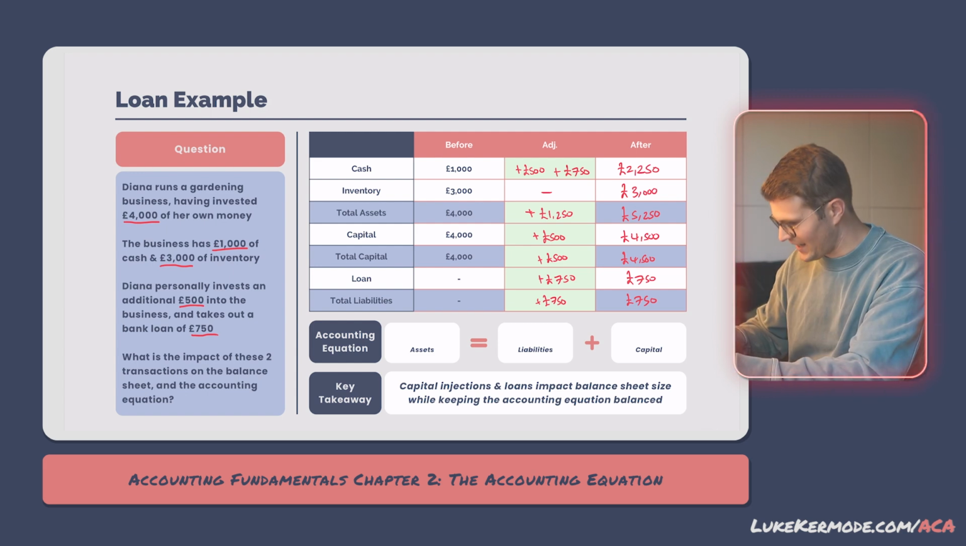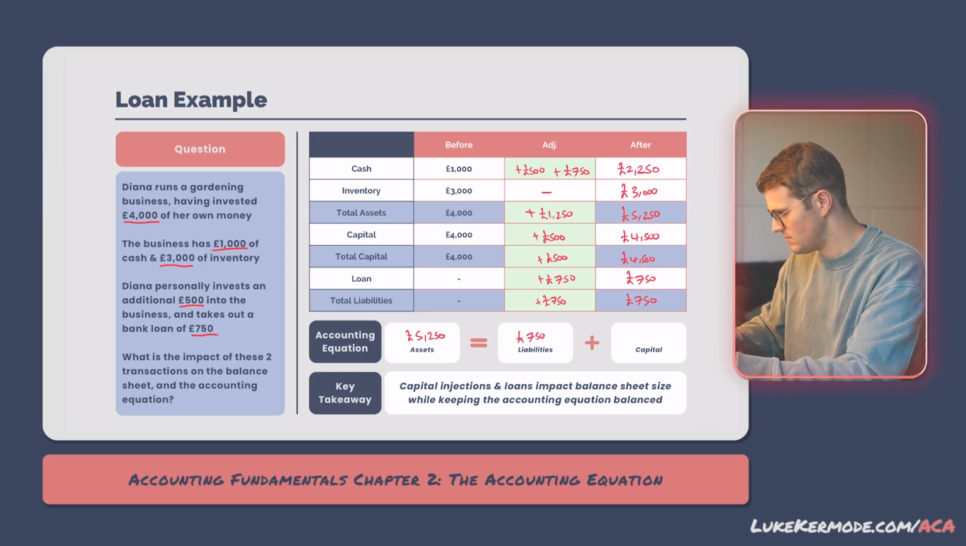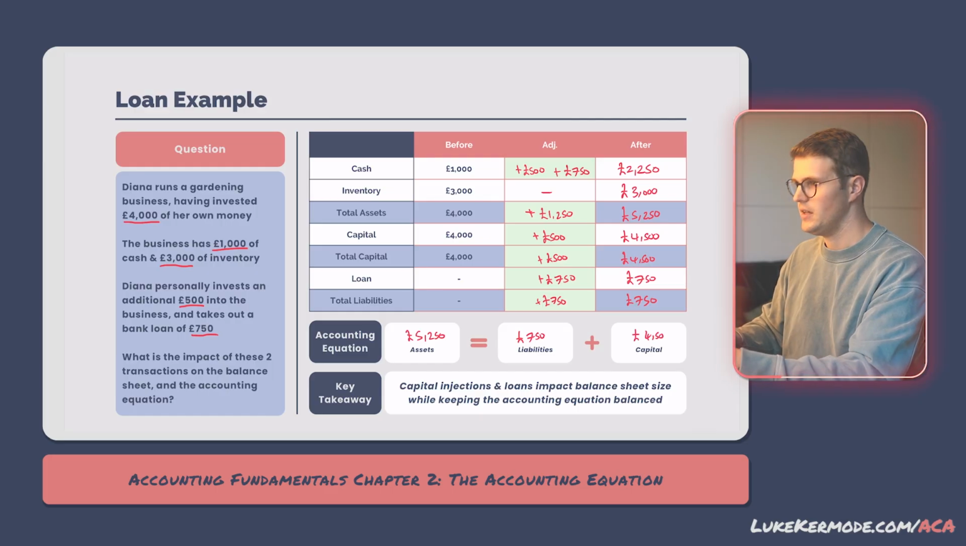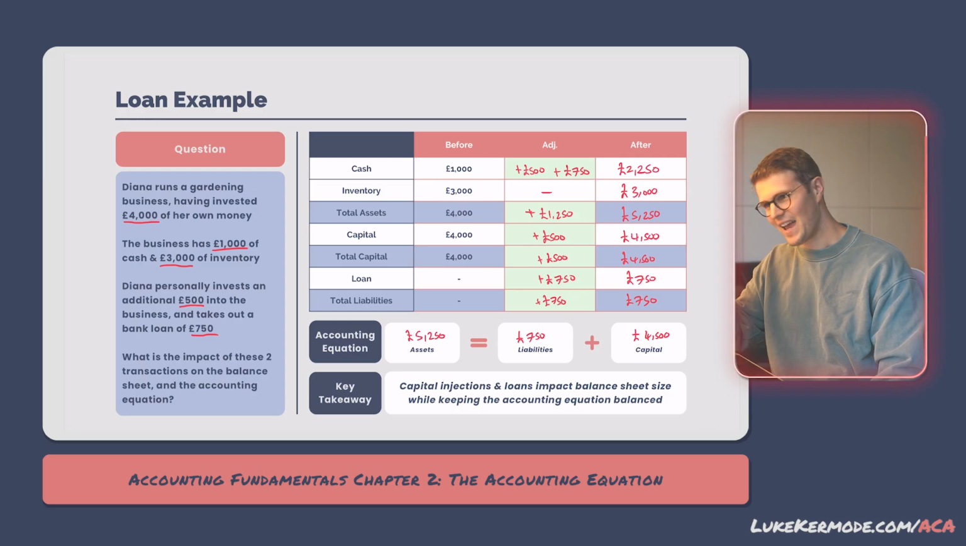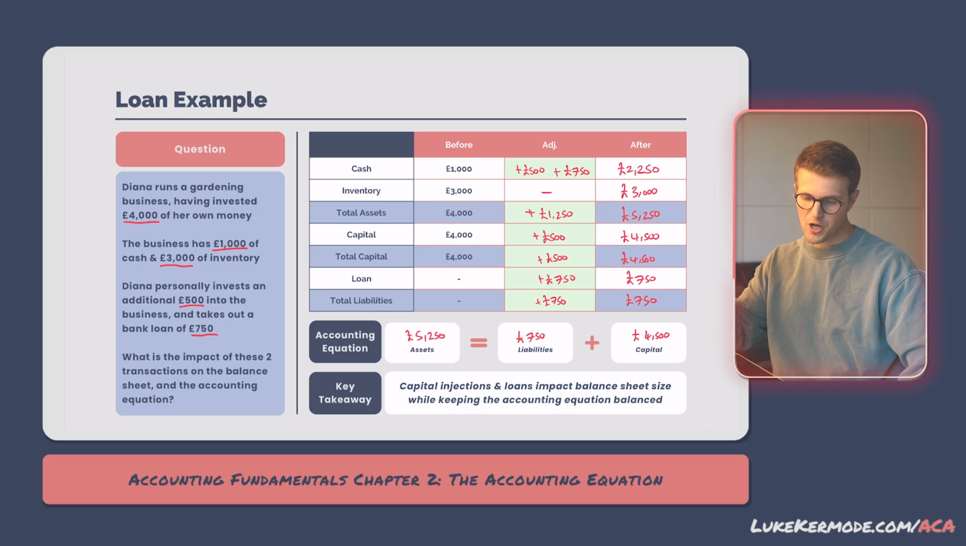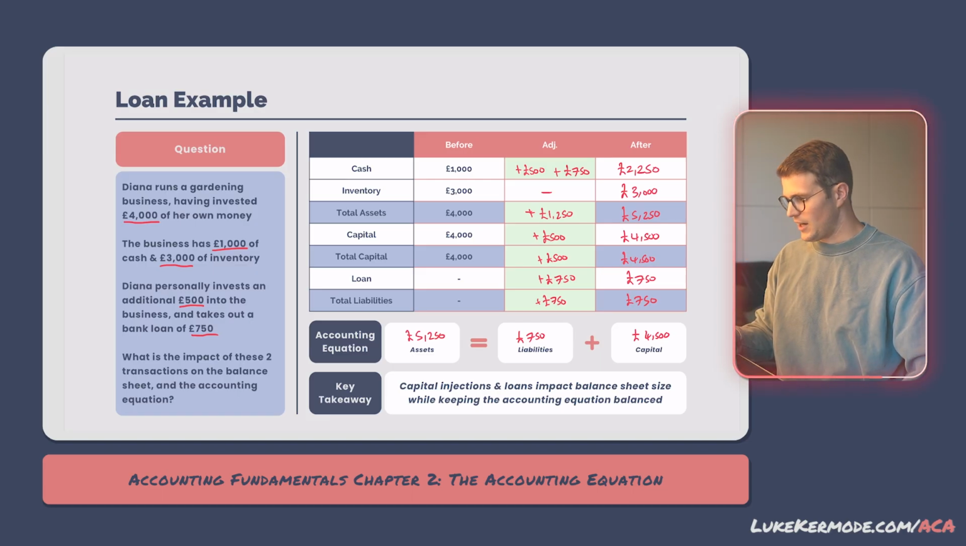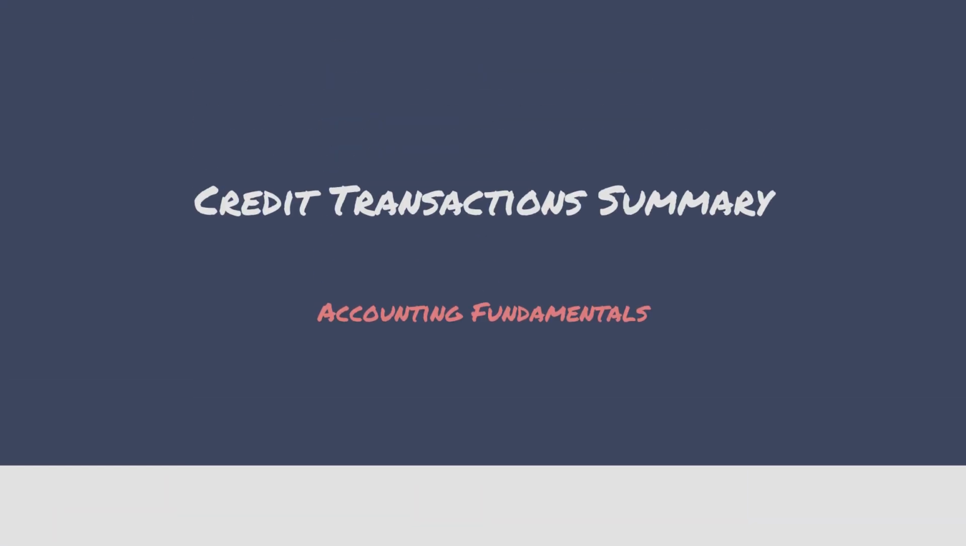And again, the accounting equation, let's see if it balances. We've got 5,250 on the asset side, 750 in liabilities, 4,500 in capital. So yeah, the accounting equation again is perfectly in balance. So this example shows how capital injections and taking out a loan impact the balance sheet. They increase capital, they increase liabilities, but still the accounting equation remains in balance.